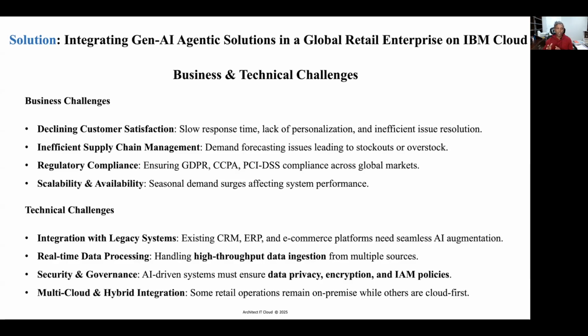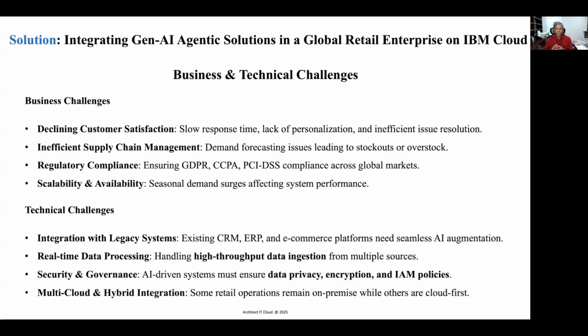The second business challenge is inefficient supply chain management. As a retail company, you must know the demand forecasting issues, and you must know what is the stock in and what is the stock out. And if you maintain overstock, you will get into a lot of problems in maintaining your inventory.